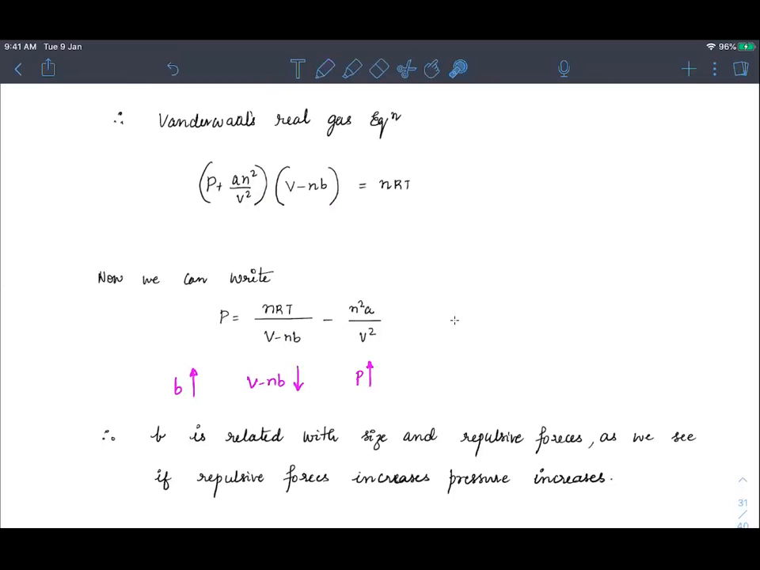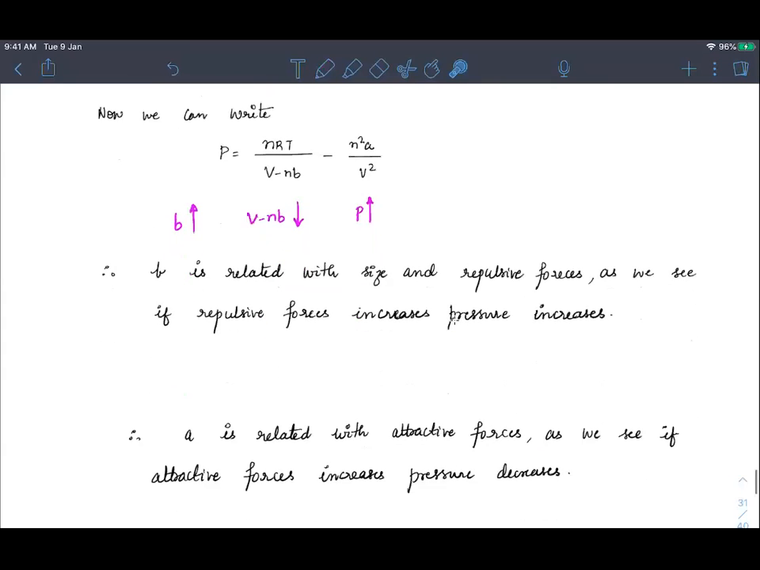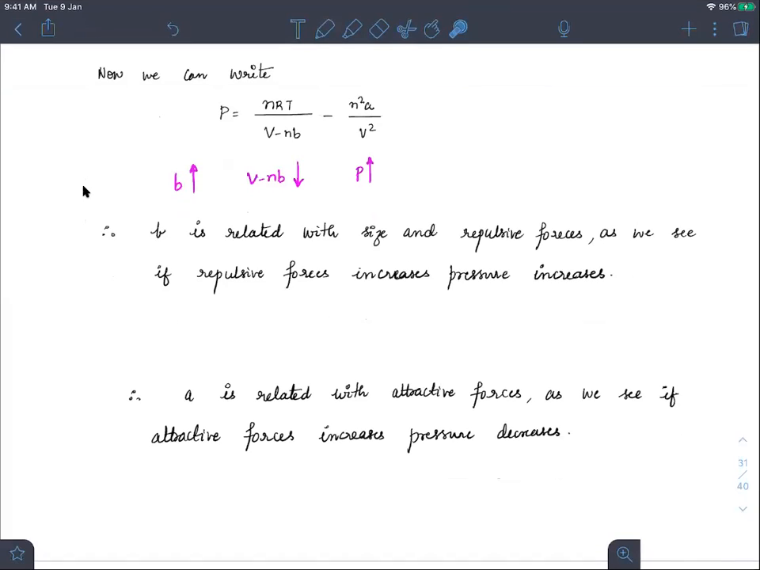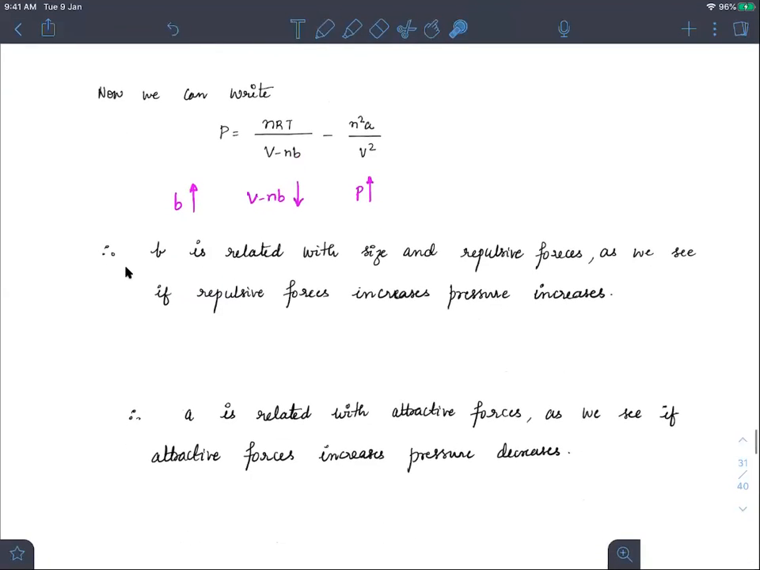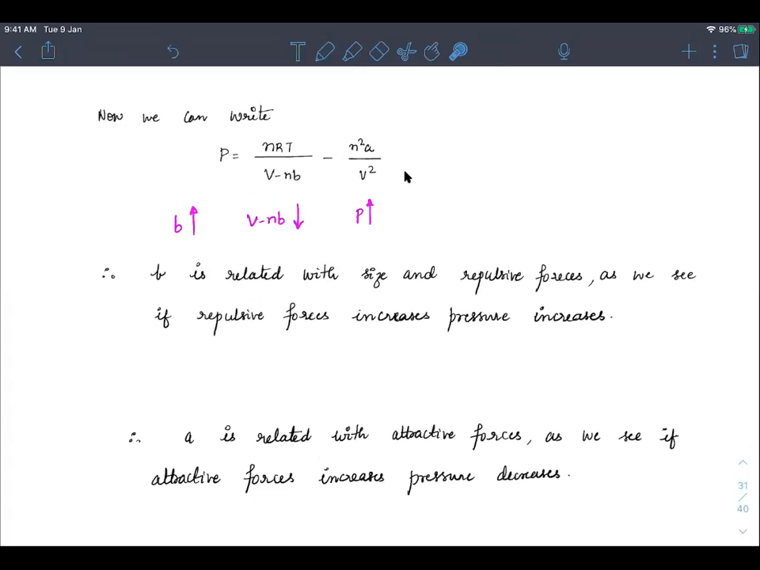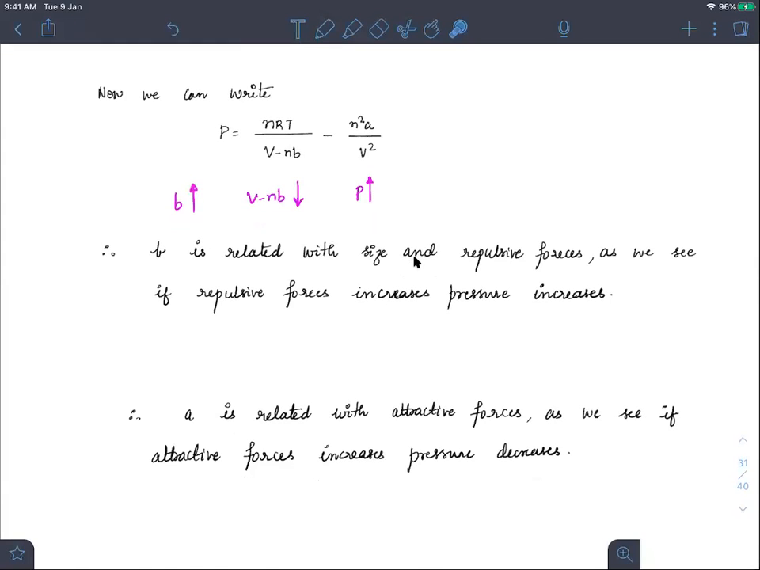So which means b is related with size and repulsive forces. As we can see, if repulsive forces increase, pressure will increase or no? I guess all of you understood this point. Yeah, this is one very important point, everyone. Can you relate that mathematically? Any doubt? Okay.